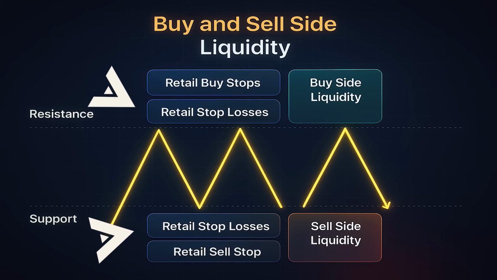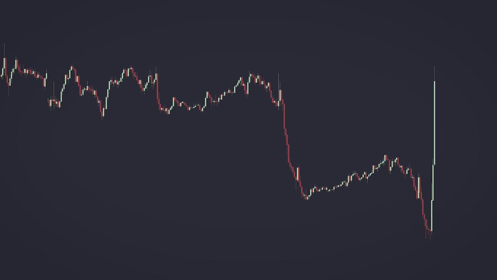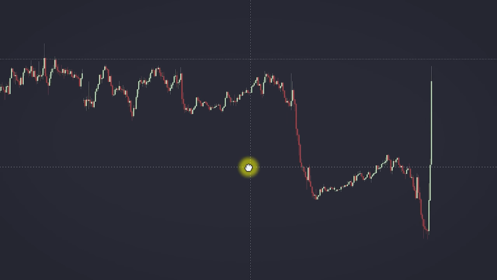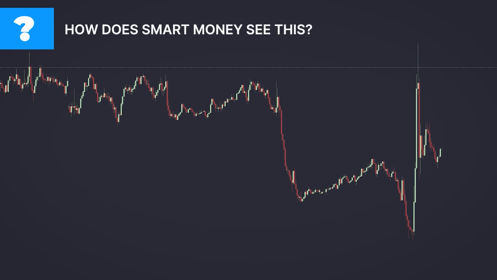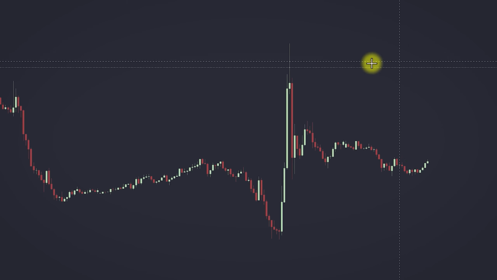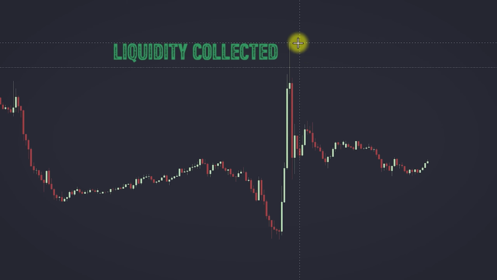These areas where stop losses cluster are called liquidity, and smart money hunts this liquidity. Here's how it works. You see a resistance area. It looks like a perfect short opportunity. Where do you put your stop loss? Above the highs, of course. So does everyone else. But smart money sees this differently. They see all those stop losses sitting above the highs as an opportunity. They push price up to trigger all those stops, collect the liquidity, and then dump the market hard.